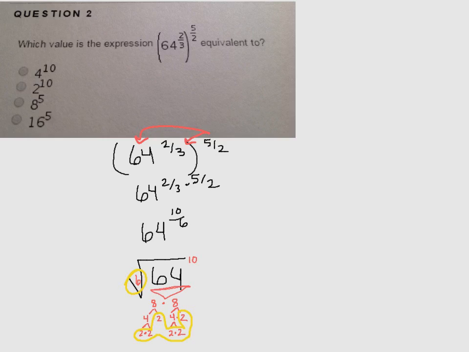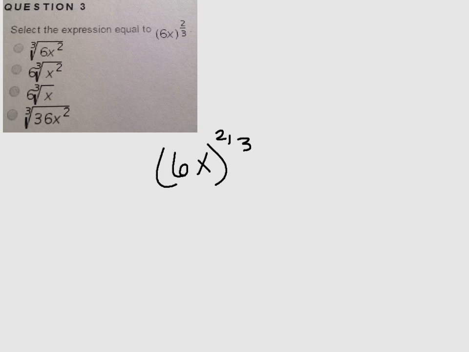There are 6 2s, so that means a 2 will come out. I'm going to write it up here because I'm running out of room. And then don't forget the 10. So it's 2 to the 10th power. That's the second answer choice. For question number 3, they're asking you to rewrite it in radical form. So that means the 6x goes inside of the radical.